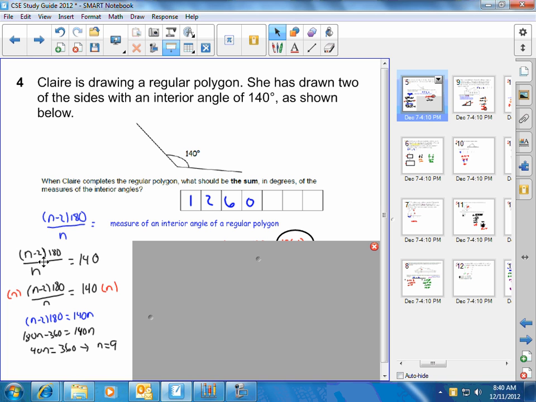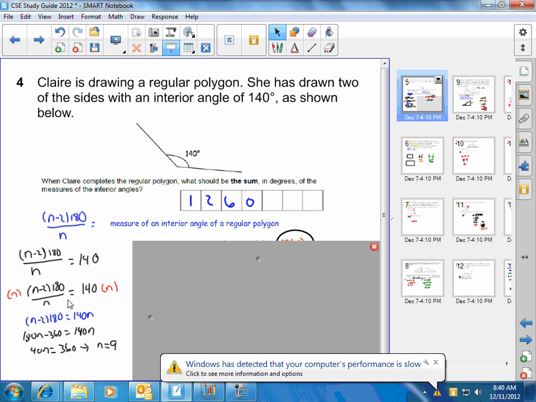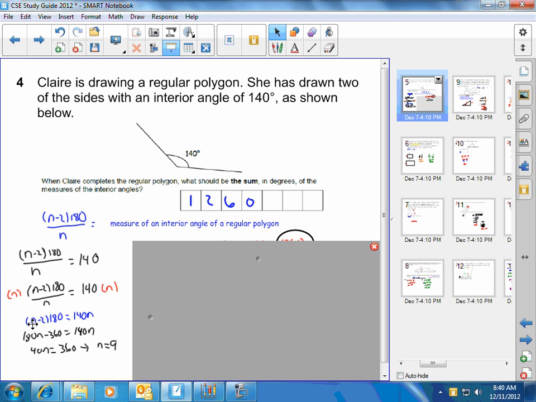So if I rework this to get all my n's in one place, I can multiply both sides by n, and this n will cancel out. What I do to one side, I've got to do to the other. And so what I end up with is n minus 2 times 180, these n's cancel out, is equal to 140 times n. Okay, so think about this. The n minus 2 times 180 is the sum of the angles. If I multiply 140, the measure of one angle, times n, the number of sides, I've got the sum of the angle measurements. So these two statements should equal each other. All right, so think about that a second.